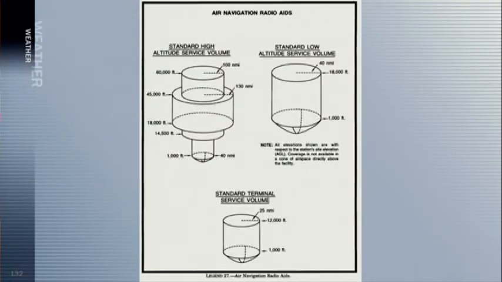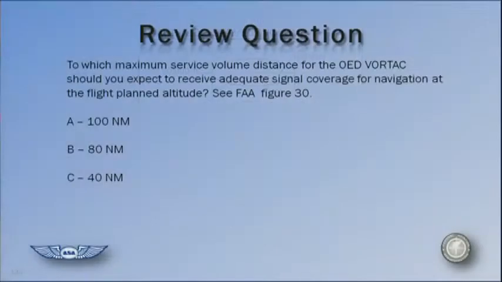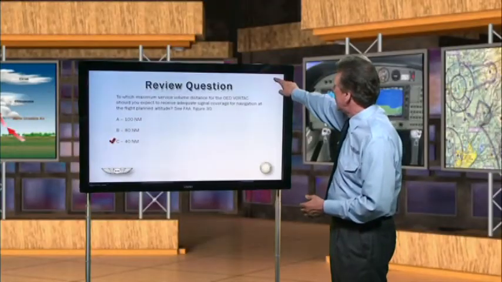And here we see high, low, and terminal service volumes. At 8,000 feet, we're between the 1,000 and 14,500-foot level, which gives us 40 nautical miles. So back to our question, which is correct? Obviously, C is your correct answer.